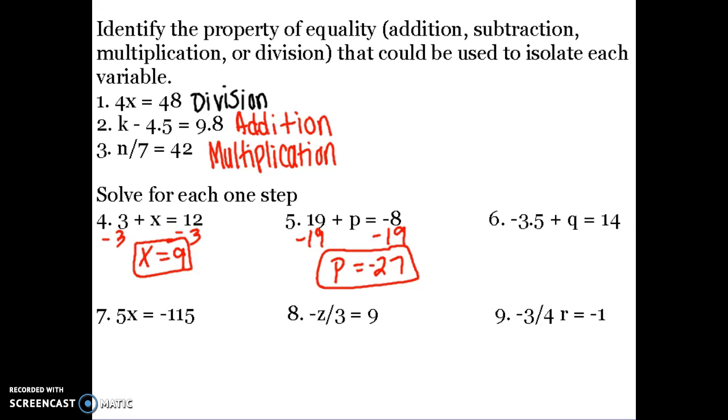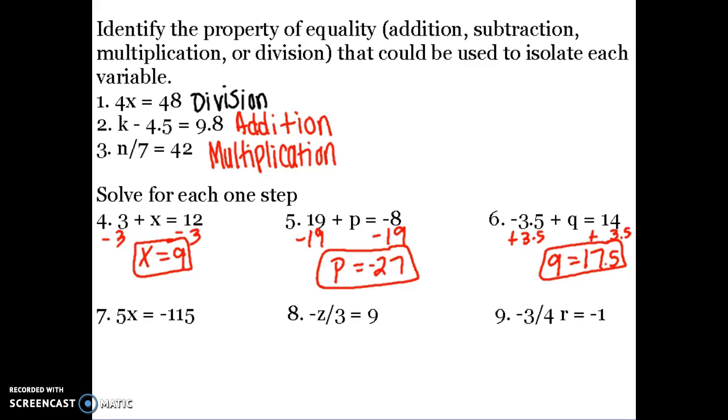Number 6, negative 3 5/10 plus q equals 14. To get rid of negative 3 5/10, we're going to add 3 5/10. To add decimals, you have to line up the decimals. 14 plus 3 5/10 is 17 5/10.